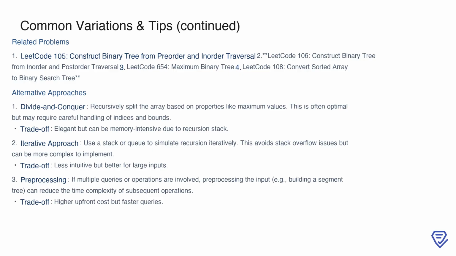For problems involving multiple queries, pre-processing the input, such as building a segment tree, can drastically improve the time complexity of subsequent operations. Of course, this comes with a higher upfront cost, so it's important to balance pre-processing time against the expected number of queries.